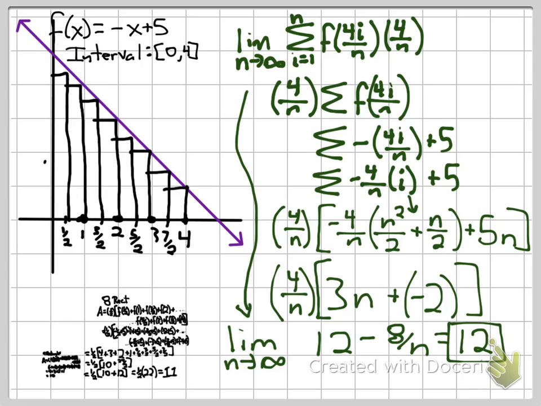So how does that compare to what we had? Well, with 4 rectangles, if you remember, we had an area of 10. With 8 rectangles, we had an area of 11. If we had an infinite amount of rectangles, as the number of rectangles approached infinity, we get an area of 12 square units.